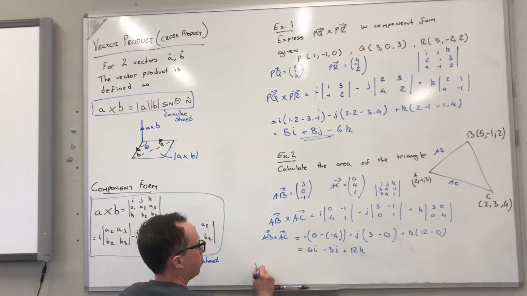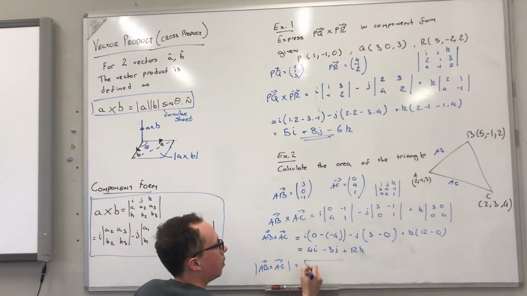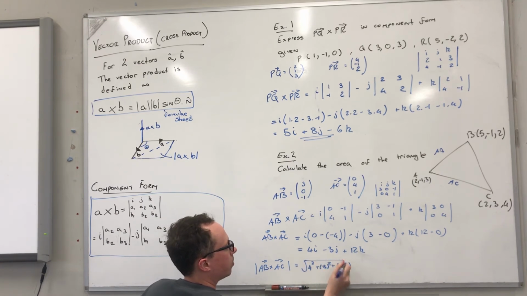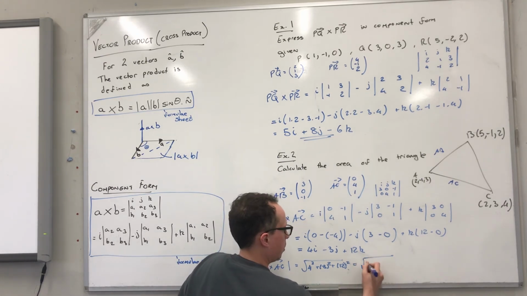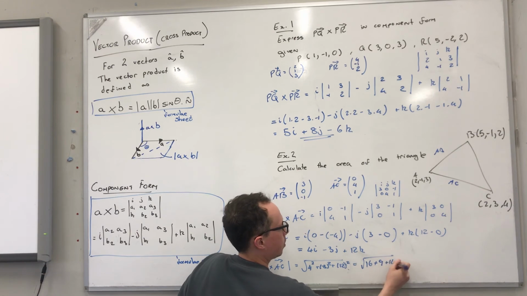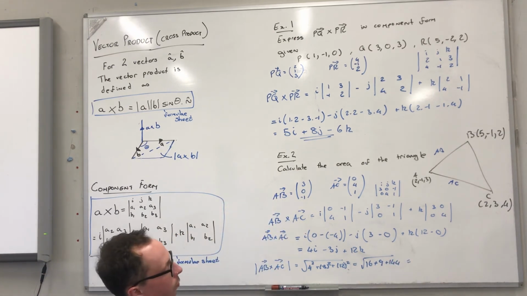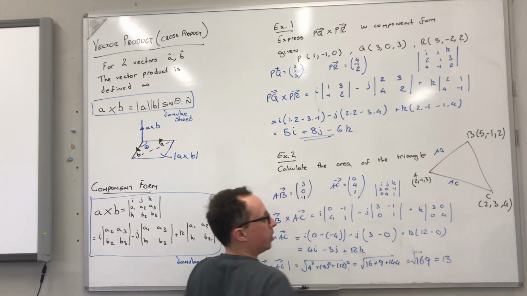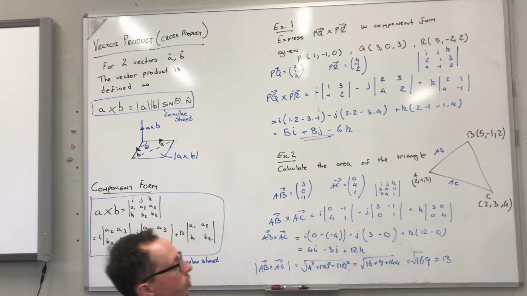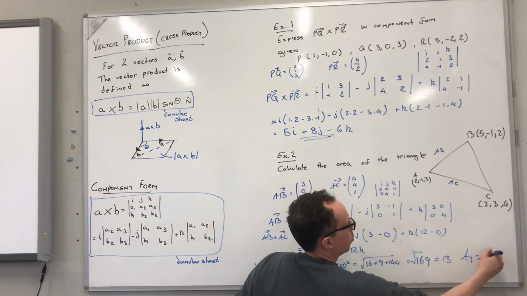And now what we need to do is find the magnitude of that vector, which is going to be found by the square root of 4 squared plus negative 3 squared plus 12 squared. 4 squared is 16, 3 squared is 9, 12 squared is 144. 16 plus 9 plus 144 is 169, which equals 13, and therefore the area of the triangle, which is half of that, will be 13 over 2 units squared.